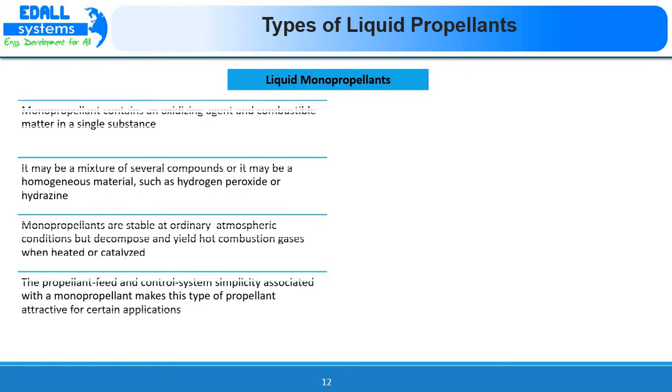So first we will discuss liquid monopropellants. Monopropellants, as we discussed, contain an oxidizing agent and combustible matter in a single substance. It may be a mixture of several components as well, or it may be a homogeneous material. Some examples are hydrogen peroxide or hydrazine. Also, we have seen that monopropellants are stable at ordinary atmospheric conditions but decompose and yield hot gases when heated or catalyzed. The propellant feed and control system simplicity associated with the monopropellant make this type of propellant attractive for certain applications.